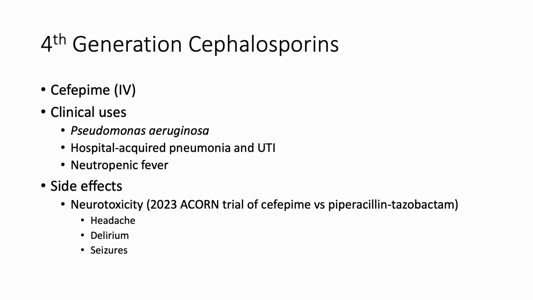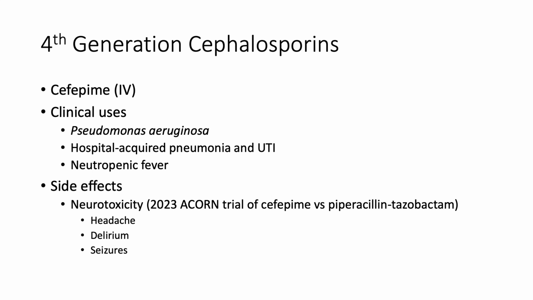You also have your fourth generation cephalosporins, which is really just one, cefepime. And these cephalosporins are good for killing Pseudomonas. So if you're worried about Pseudomonas or nosocomial infections, cefepime is a good option. It's also used for neutropenic fever. The main side effect you should know that's unique for cefepime is neurotoxicity.